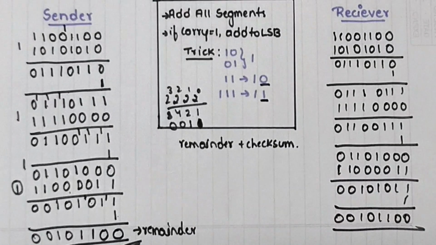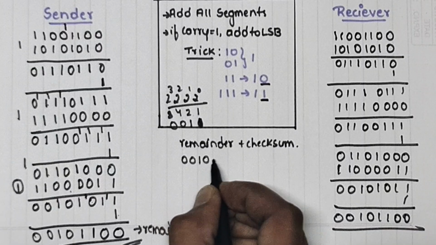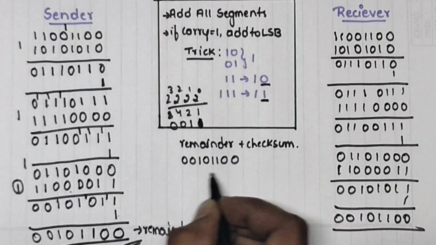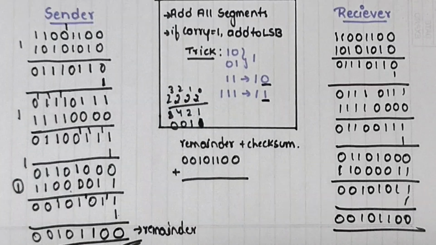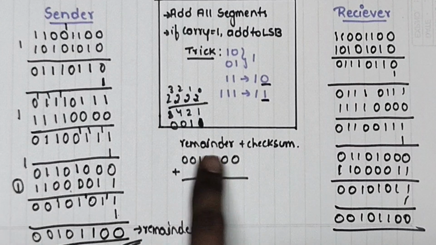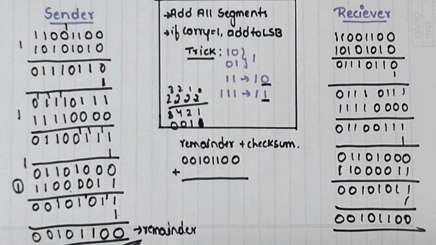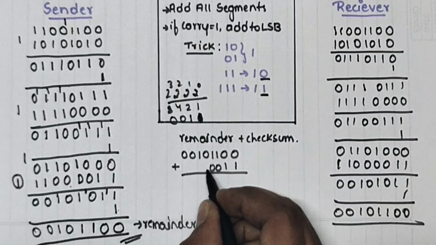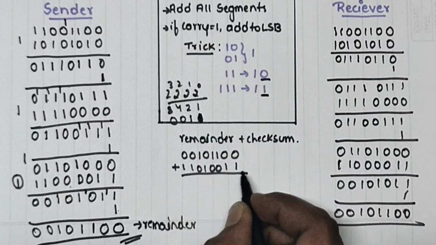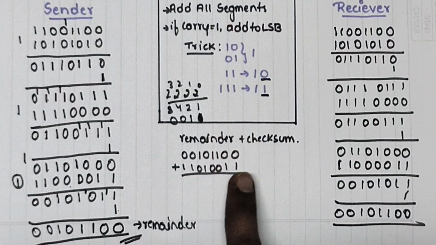Remainder and the checksum. So how to add the remainder and checksum means, here we got the remainder 0, 0, 1, 0, 1, 1, 0, 0. Now if I want to add the checksum. So what is the checksum means? Checksum is the reciprocate of the remainder. That is 0 will become 1, 1 will become 0. So 1, 1, 0, 0, 1, 0, 1, 1. So just reciprocate the remainder value as the checksum value.